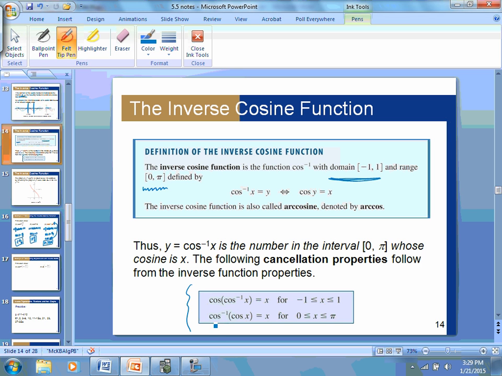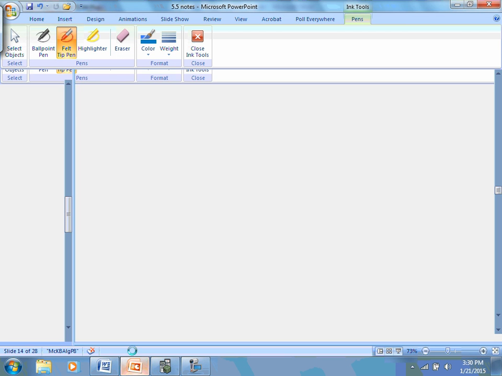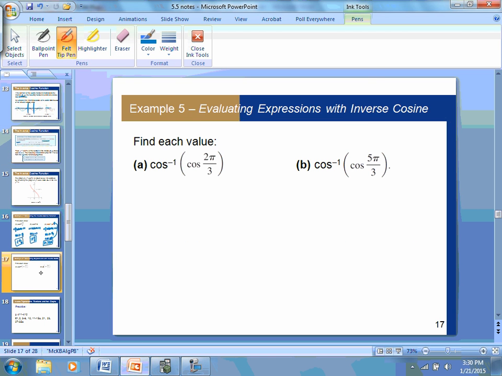When we have the inverse cosine of cosine, that x value that they gave us has to stay between 0 and pi. It's our range values. Okay? So if it is between 0 and pi, then we can just cancel. If it's not, then we'll have to go through the whole thought process.